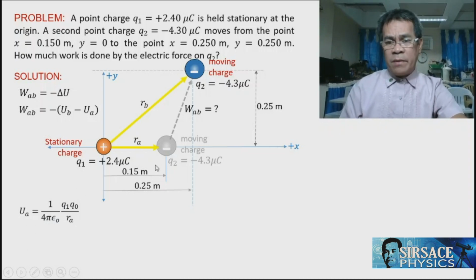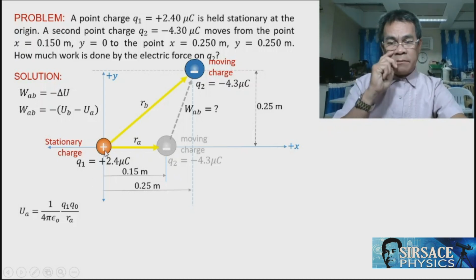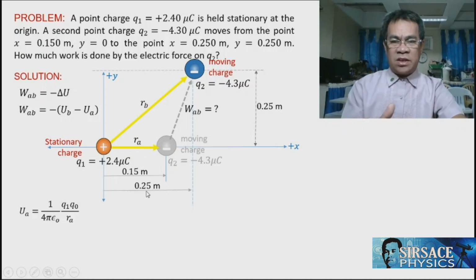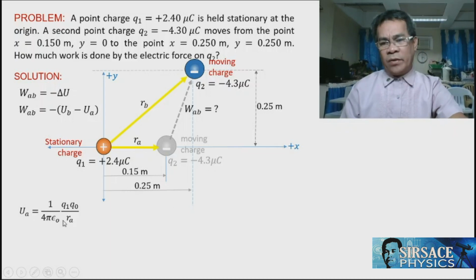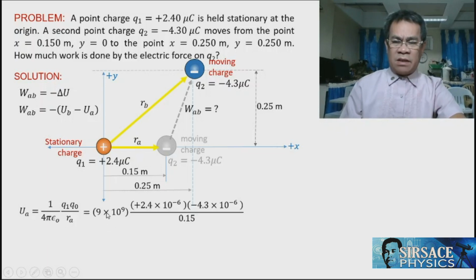UA is 1 over 4 pi permittivity multiplied by charge 1, and this is charge 2. By the way, correct this: our Q naught is charge 2, and this is charge 1. So this must be 2.4 while Q naught is negative 4.3 microcoulomb, where RA is 0.15. So therefore, substitute the values.